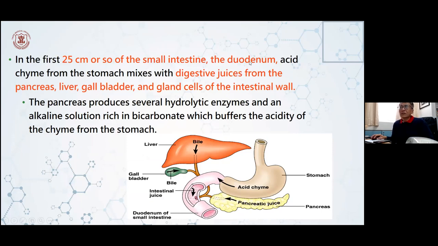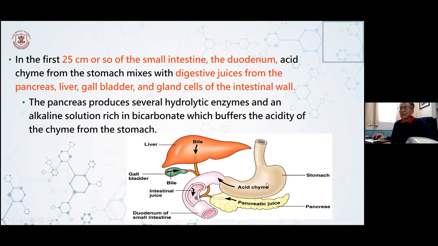So in the duodenum, there are many digestive enzymes released from the pancreas, liver, gallbladder, and the glands of the small intestine walls. They are mixed here, so you can see here, this is the 25 centimeters at the beginning of the small intestine called the duodenum. The liver will release the bile into the duodenum. And the gallbladder is an organ to collect the bile.